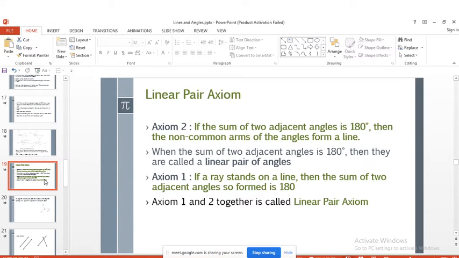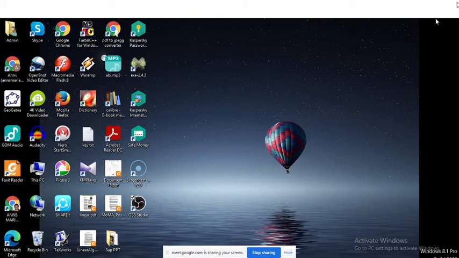So, can anyone tell me axiom 2 of the linear pair axiom? It was the converse, right? So, tell me the converse of that axiom. If the sum of two adjacent angles is equal to 180 degrees, then it is called a linear pair of angles. Then what about the axiom? Complete the axiom.